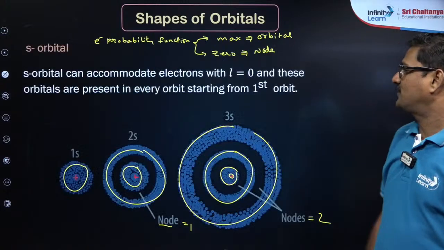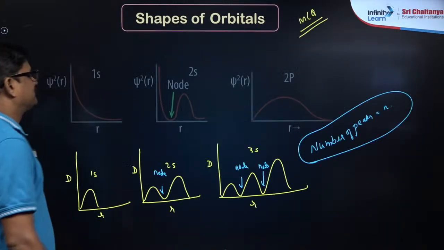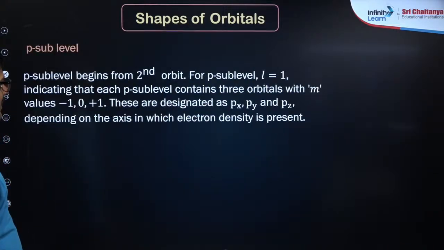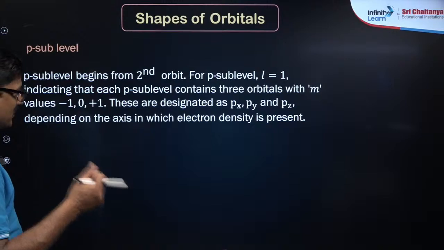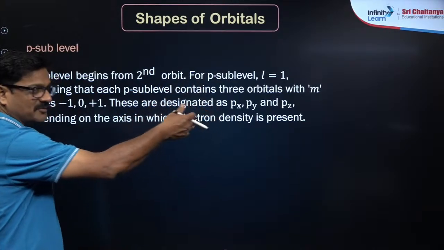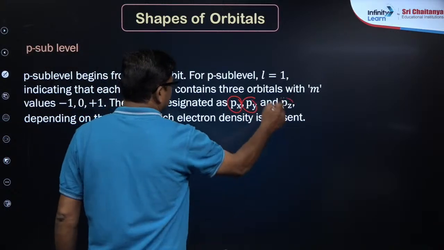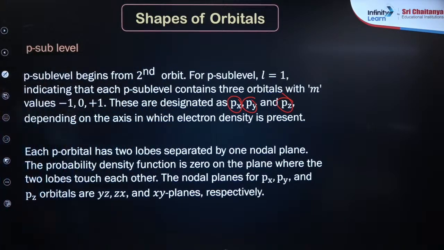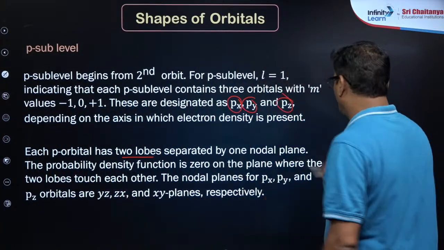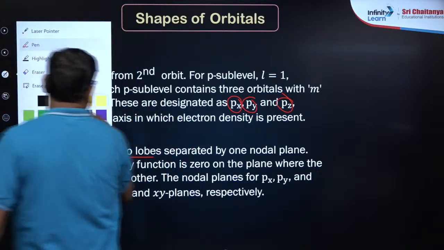Now let's talk about the p subshell. The p subshell has a dumbbell shape. The azimuthal quantum number will be 1. What is the azimuthal quantum number? I am going to tell you. And it has px, py, pz, and each p orbital has 2 lobes separated by one nodal plane. What is this nodal plane? I am going to tell you what a nodal plane is.